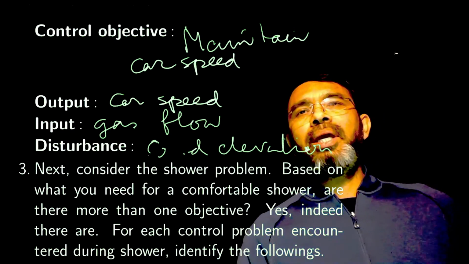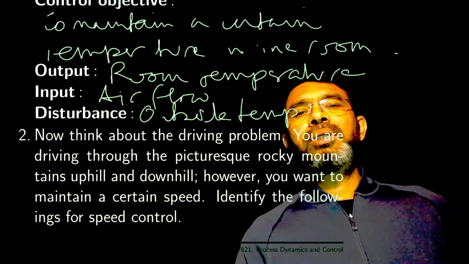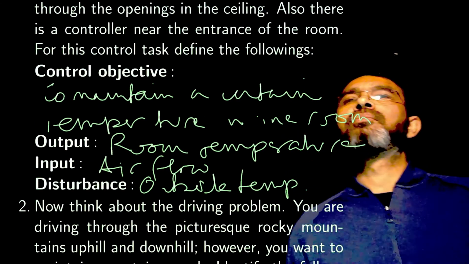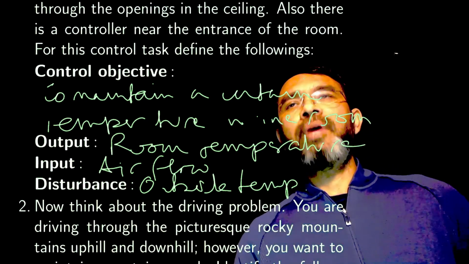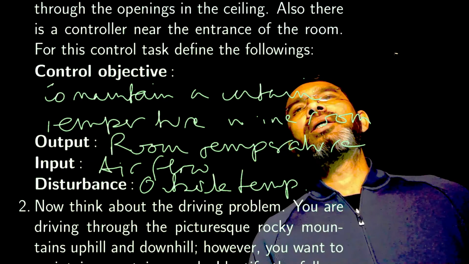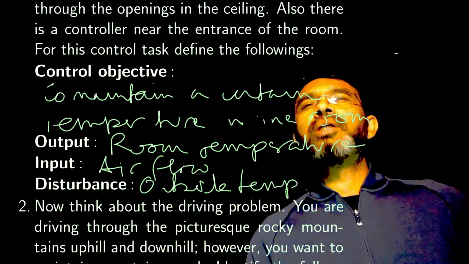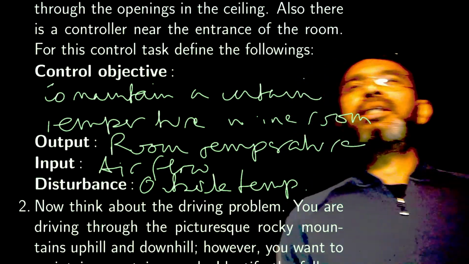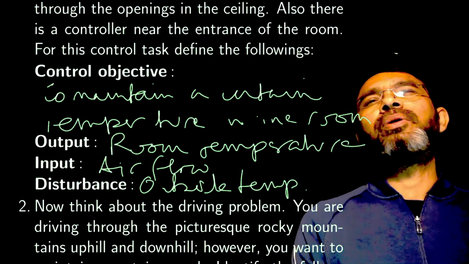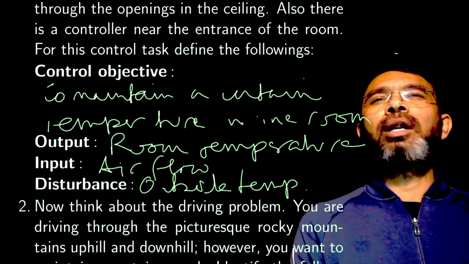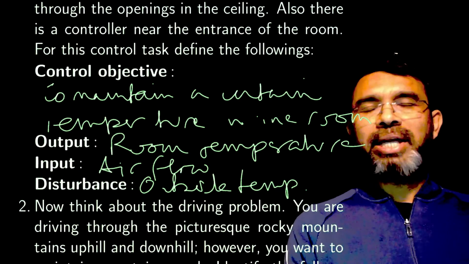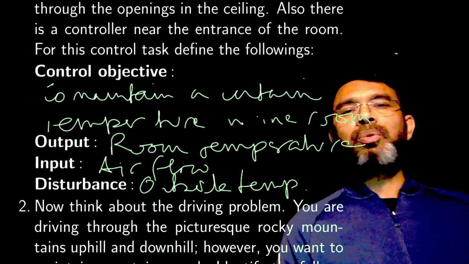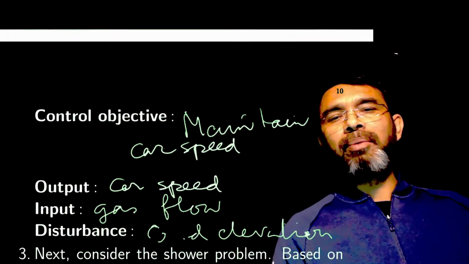So now in these two examples, you can think about the output and input. Those are always some variables, and so is the disturbance variable. Output and input are always measured variables. The disturbance, some of those can be measured, some of those cannot be measured. But output and input will always be measurable and measured variables. So keep that in mind: output and input are always measurable variables.